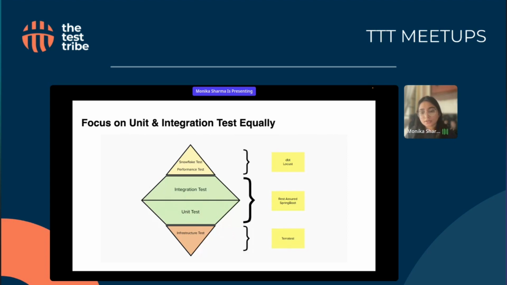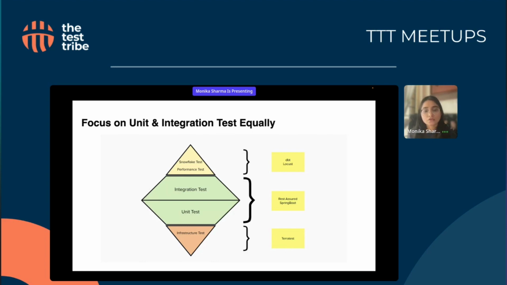Now on the right side, just for demo purposes, I have added the tools and libraries which I am using for testing. For example, for the infrastructure test, I am using Terratest. For the second layer, unit tests and integration tests, we have written the integration tests in REST Assured, and Spring Boot is the application. For the performance test, we are using Locust, and for the Snowflake test we are utilizing dbt as a testing library.